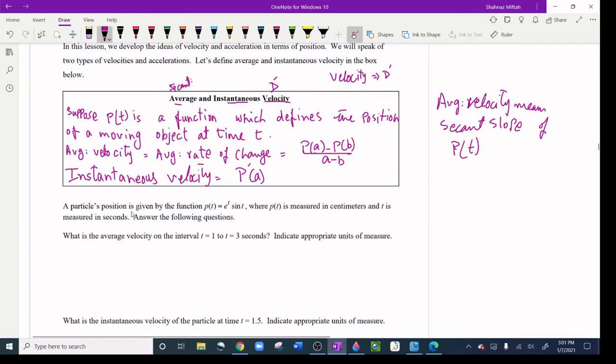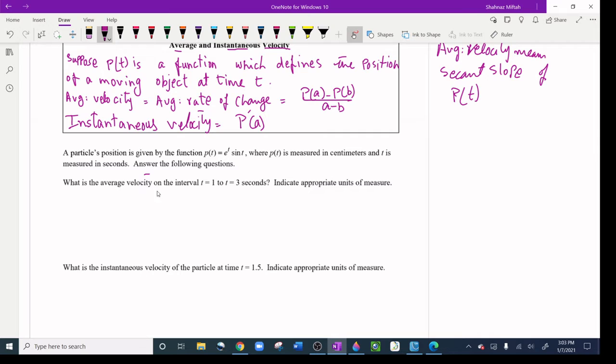A particle position is given by the function p of t equals e to the power t times sine t, where p of t is measured in centimeters, t is measured in seconds. Answer the following questions. What is the average velocity on the interval t equals 1 to t equals 3 seconds? Indicate appropriate units of measure. Average velocity means that's a secant slope. Why do I say secant slope? Because I know average means secant. So average velocity is equal to p of 1 minus p of 3, because that's a position.